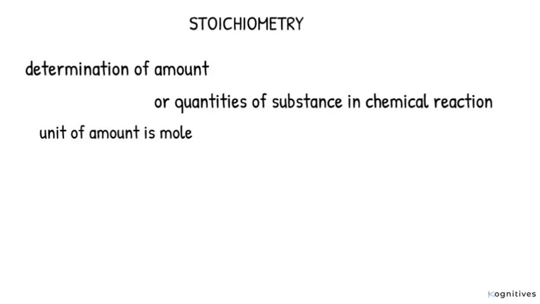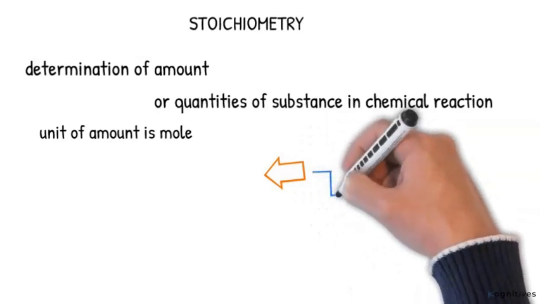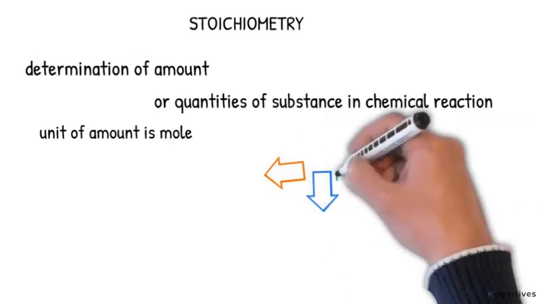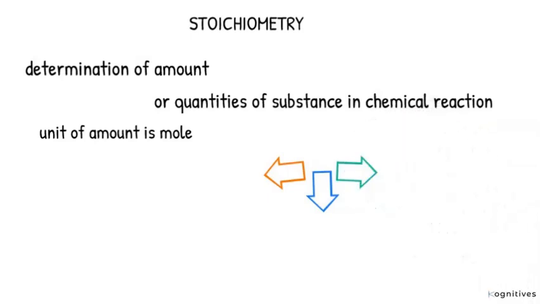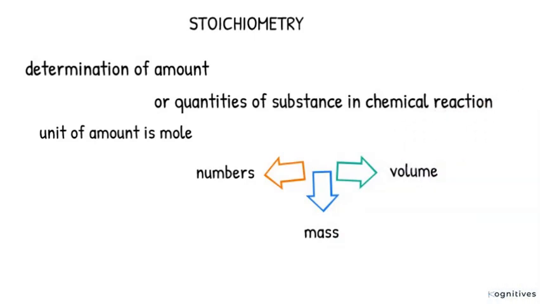In our definition, we also said that stoichiometry deals with the determination of amounts or quantities of substances. These quantities may be number, may be mass, or may be volume. So we are going to see how the mole and quantities interplay in chemical reactions. The mole can be expressed as a number, as a mass, and as a volume. Let's take the mole as a number.